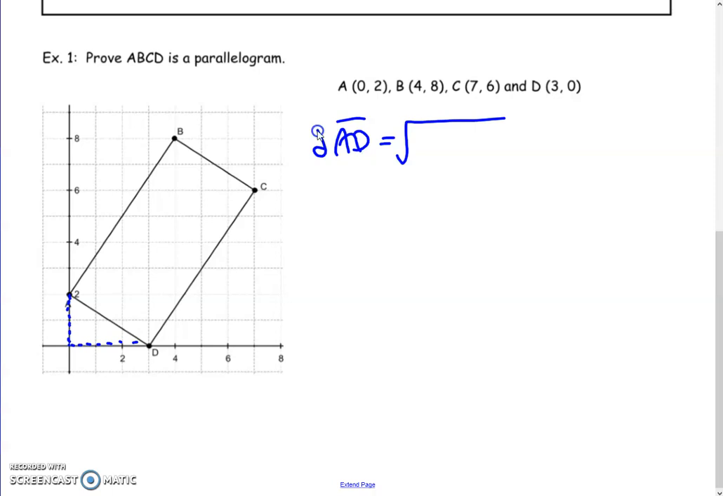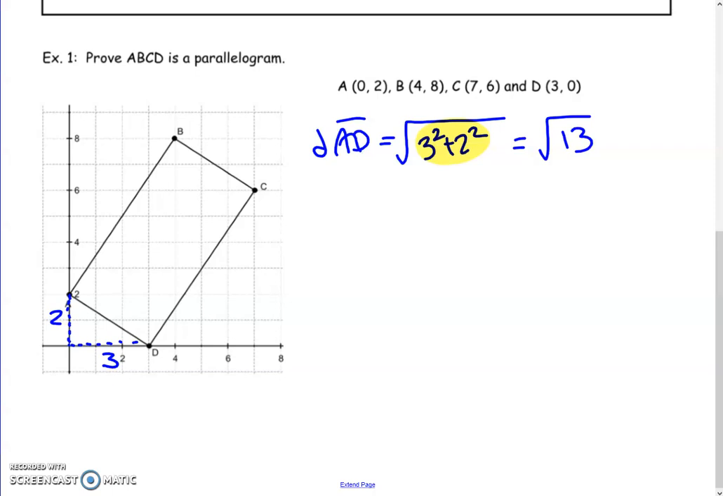So delta x, I'll count, is 3. Delta y is 2. 3 squared plus 2 squared. I would put just the numbers underneath the radical into the calculator, or you can do it in your head. 9 plus 4, that gives me square root 13.